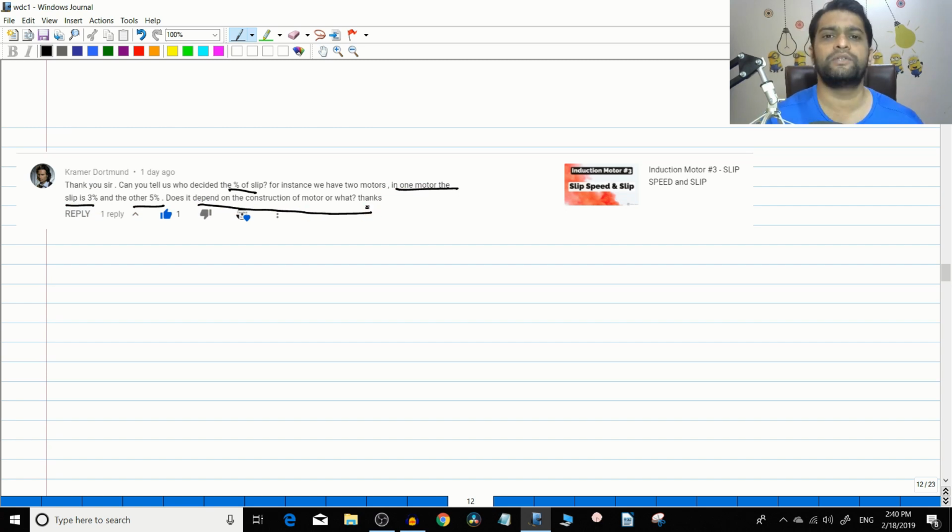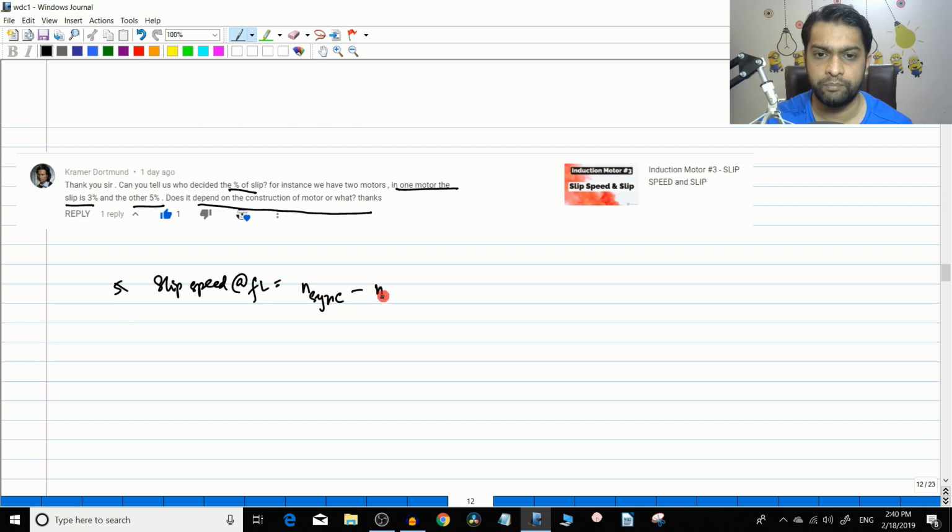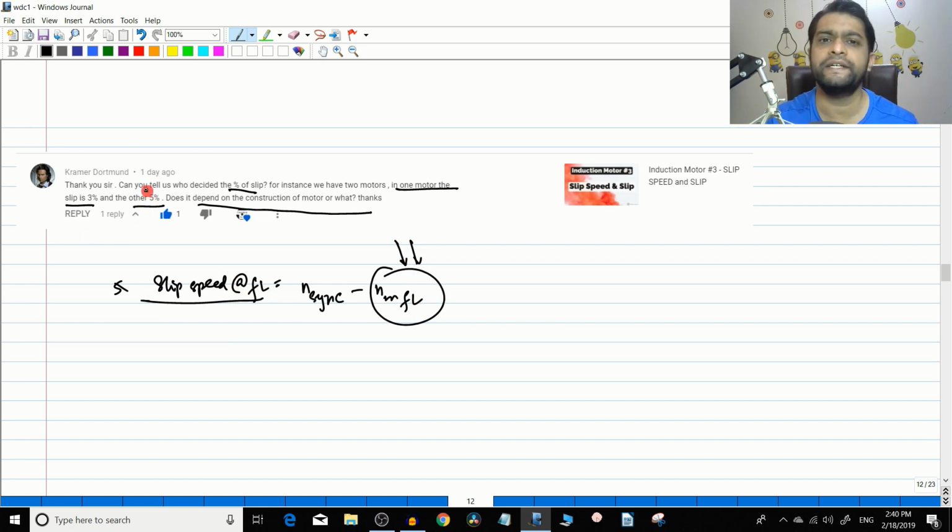Now, that is basically up to the designer actually. See, the full load slip, the slip speed at full load, will be equal to the synchronous speed minus the speed of the motor at full load, right? So this is set by the designer based on the requirement given by the user. Naturally, when you have fixed this value, the slip speed at full load also will be fixed. So at the time of design they will fix how much they want. I hope that is clear.